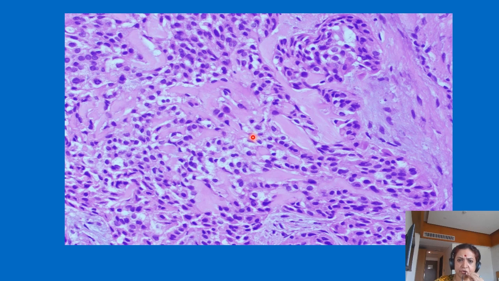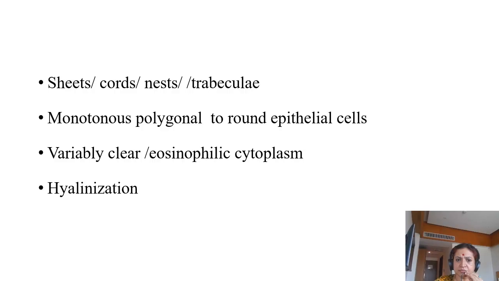This is a higher power view. In this image, what is characteristic is the hyalinization. You can see the morphology of the cells better, fairly monomorphic and infiltrating. So sheets, cords, nests, trabeculae, monotonous polygonal to round epithelial cells, variably clear to eosinophilic cytoplasm. I would say rather more of eosinophilic cytoplasm, and hyalinization.